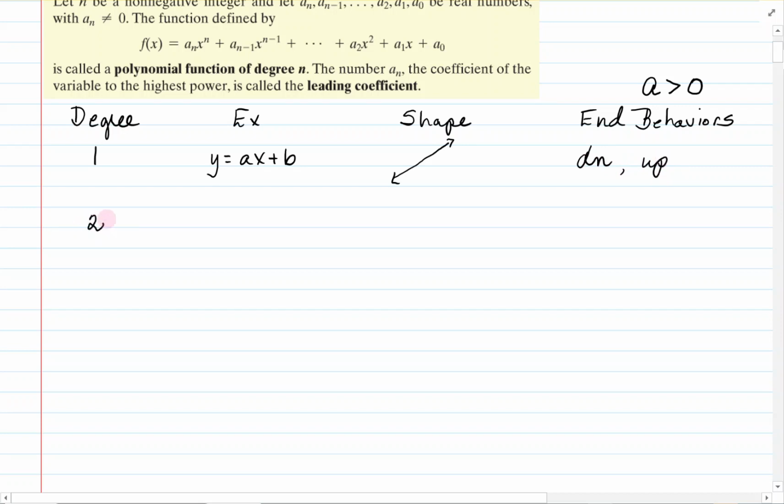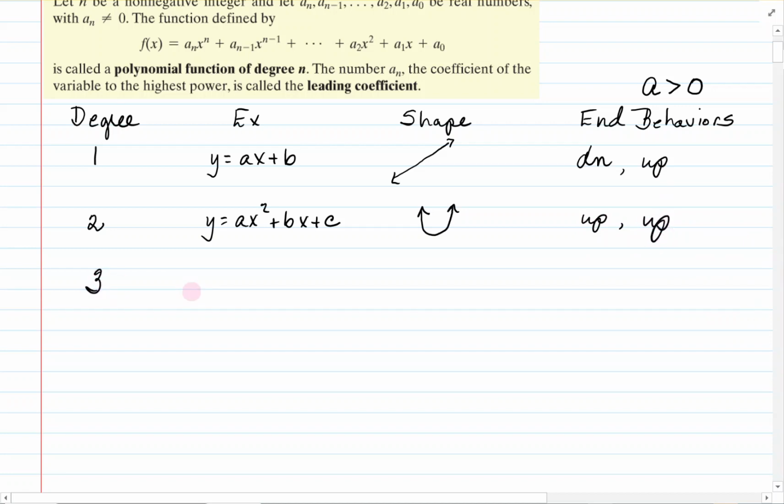All right, second degree. This is y equals ax squared plus bx plus c, and we just finished a study of these quadratic functions. If the a is positive, then it is opening upward, and its end behaviors are up on the left and up on the right.